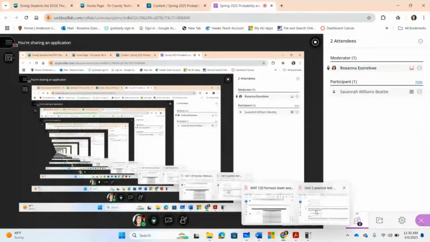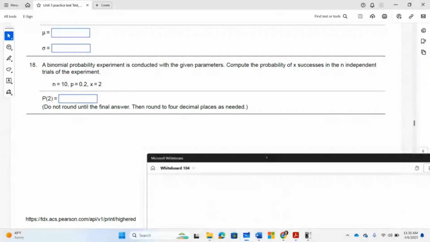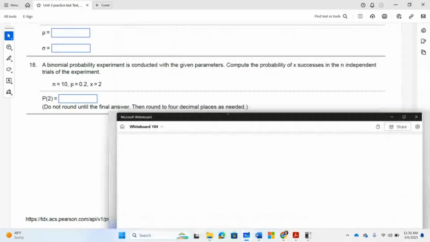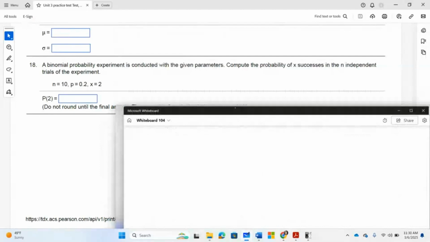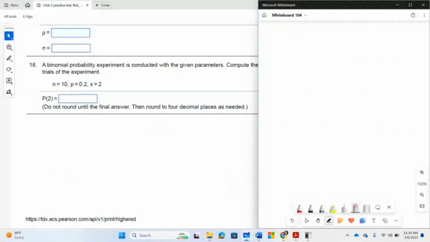So we are working on binomial distribution. Want to make sure we understand binomial distribution. This is number 18. I am told that it's a binomial distribution. So number 18, a binomial probability experiment is conducted with the given parameters. Compute the probability of X successes in the n independent trials. Okay, so what I'm going to do is find what n is. n is given to me to be 10.